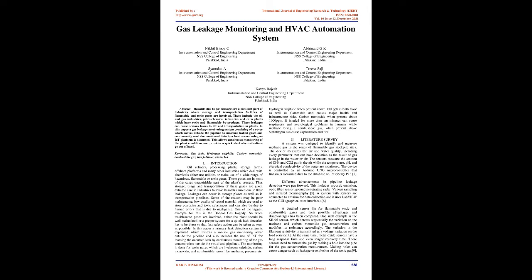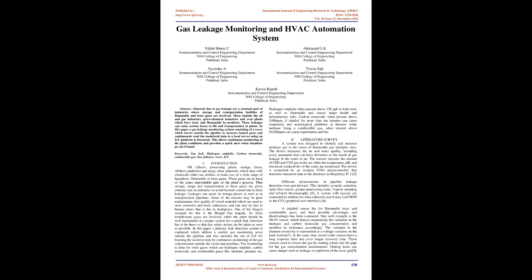Gas leakage monitoring and HVAC automation system. Abstract: Hazards due to gas leakage are a constant part of industries where storage and transportation facilities of flammable and toxic gases are involved. These include the oil and gas industries, petrochemical industries, and even plants which have toxic and flammable byproducts. These leakages can cause serious losses to life and transportation in plants.